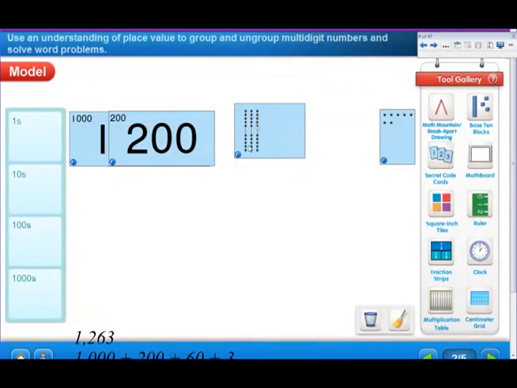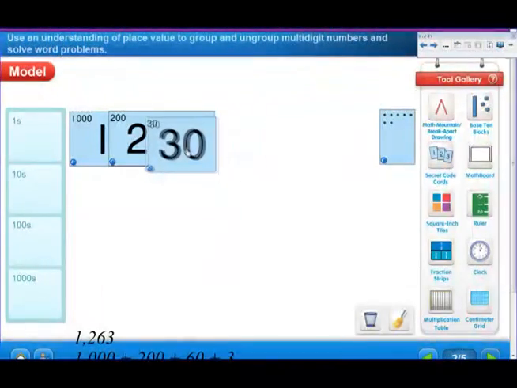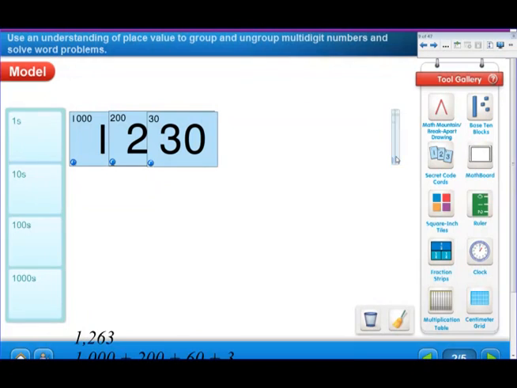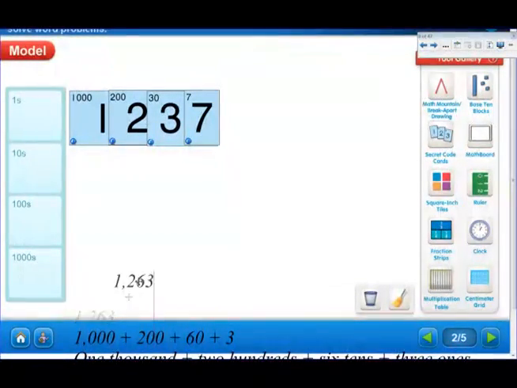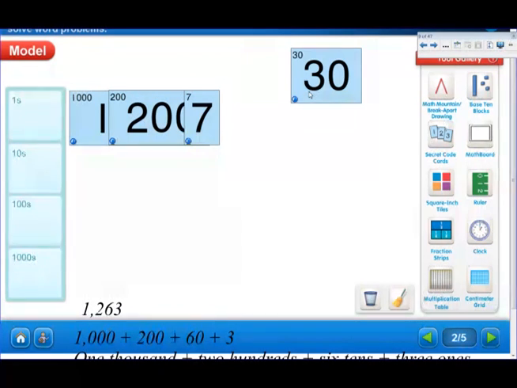Now we have 3 sticks. How much is 3 sticks? 30. And 1, 2, 3, 4, 5. How many is that? 7. So our total number is 1,237. Let's look at another number, 1,263. So we need to change this. Let's get rid of that.